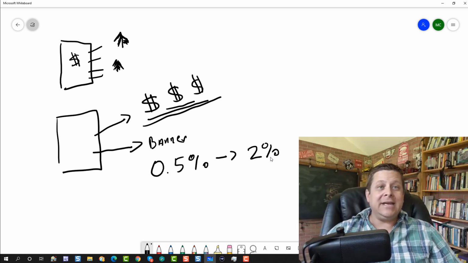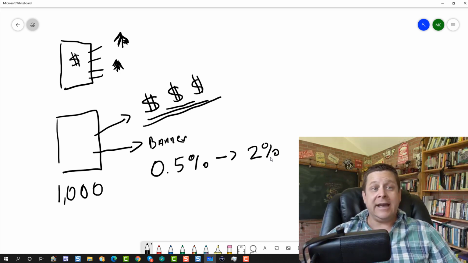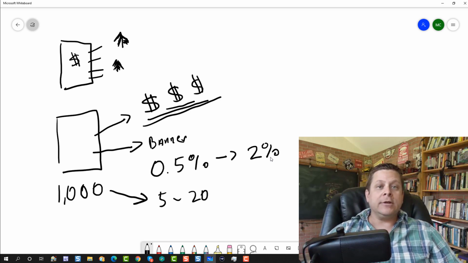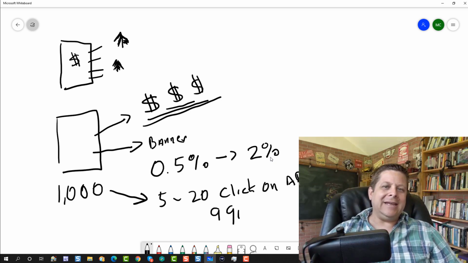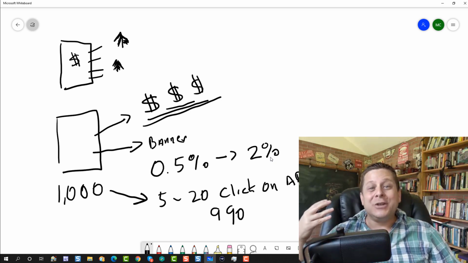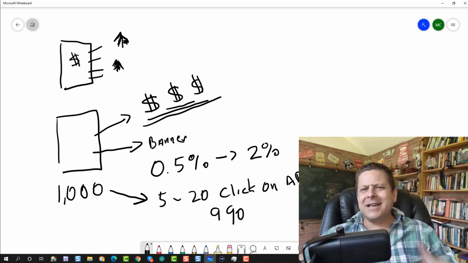Now, what does this mean in real world terms? Well, this means that if I send 1,000 people to the average blog using the average method, we are actually going to get anywhere from 5 to 20 people to click on our ads, which means about 990 people came to our website, did nothing, and made us no money. And these kind of numbers make Marcus very sad. But there is a better way.